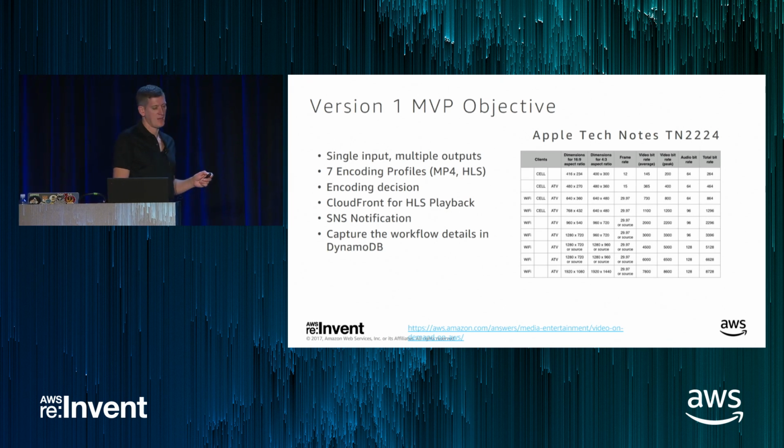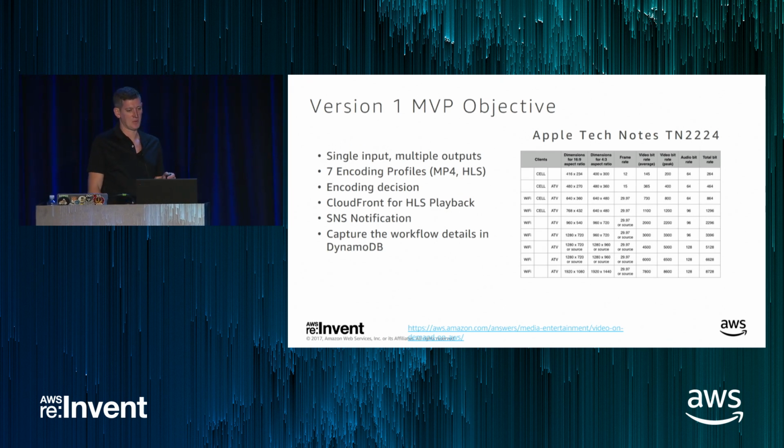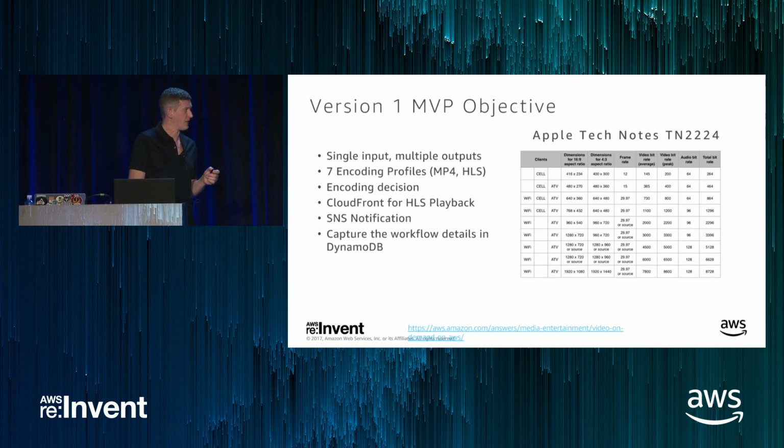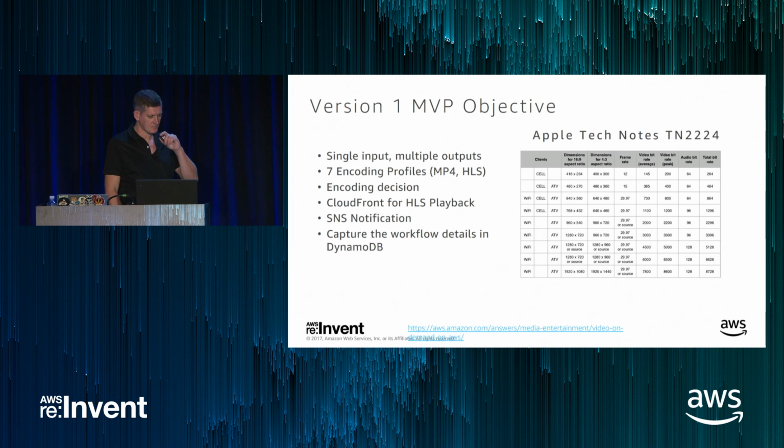For the MVP, we just wanted to build something simple and get it out there for our customers. We built a very simple process with a single input and multiple outputs. We built 7 encoding profiles or presets for Elastic Transcoder for MP4 and HLS, based on the Apple Tech Notes from 2016, which you can see up here. These were their recommendations for HLS streaming.